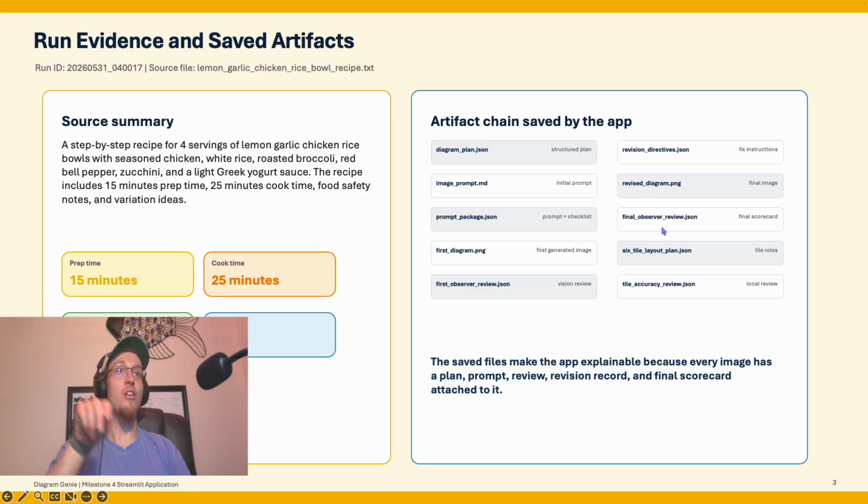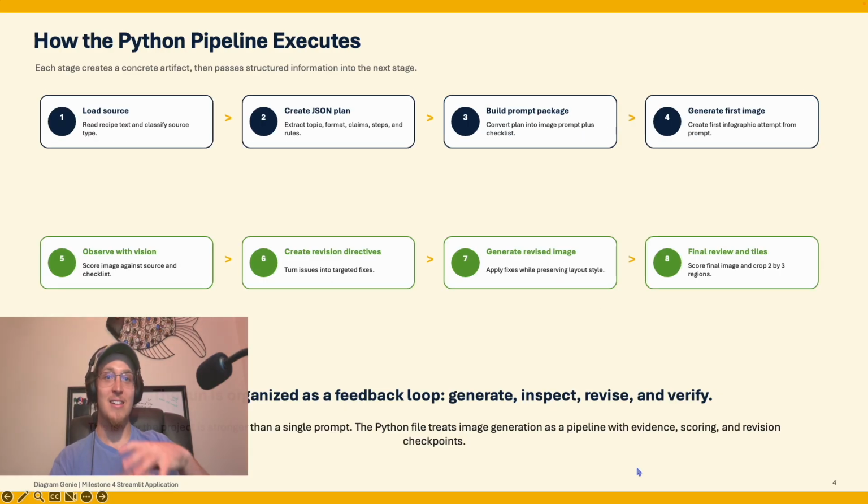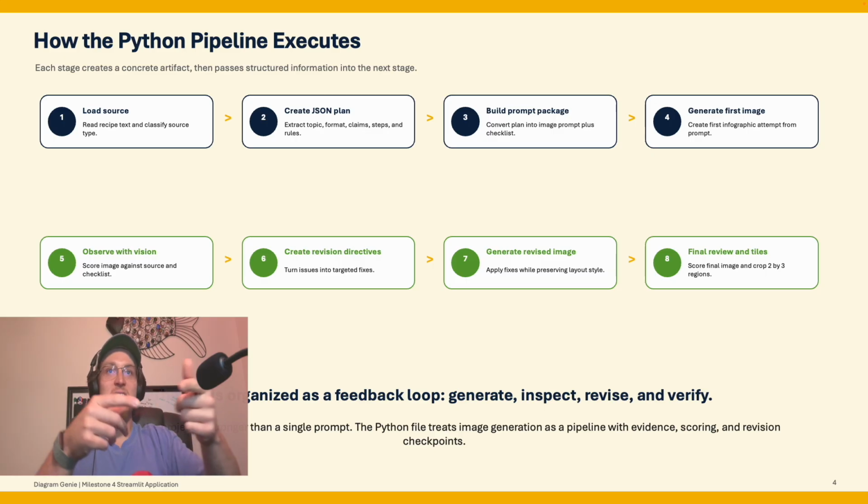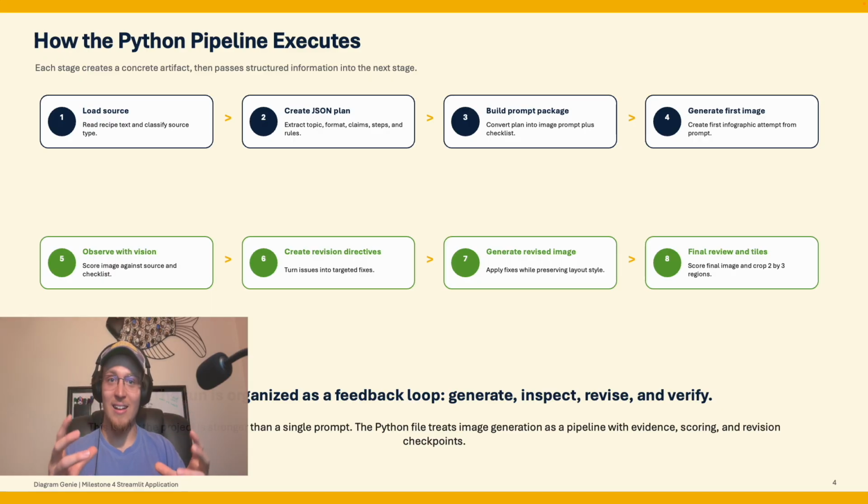Then there is a final observer review that creates the tile accuracy JSON that compares the different values, and you get to see that 6 tile goes into the plan, the tile plan. So getting into the actual Python pipeline, it loads the source, creates the JSON plan, builds the package, generates the first image, observes, creates the revision directives, generates the revised image, and a final review is created. I already went over this, but that's just a quick overview.